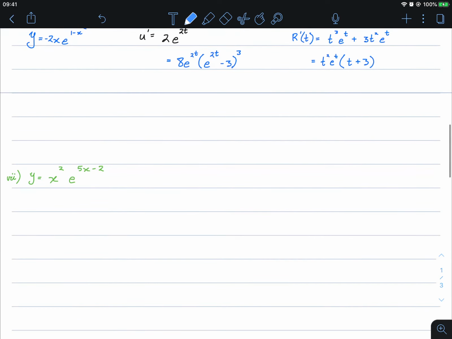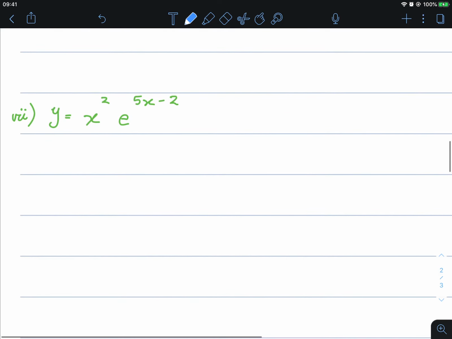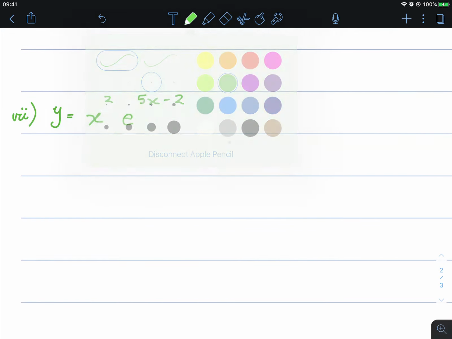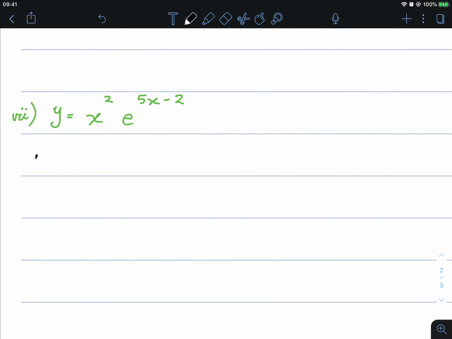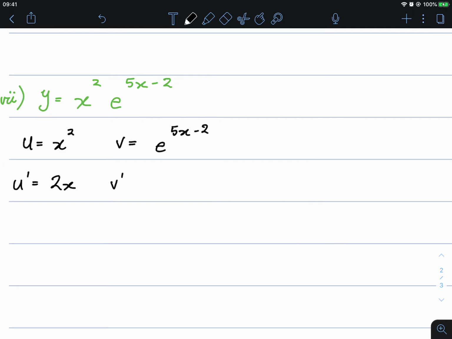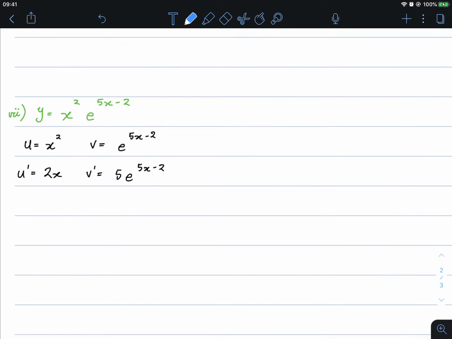One last example. Once again, this is the product rule. We'll let u equal x squared. u prime, well, that's 2x. v is e to the power of 5x minus 2. v prime is itself times the derivative of the power. Well, that's 5.